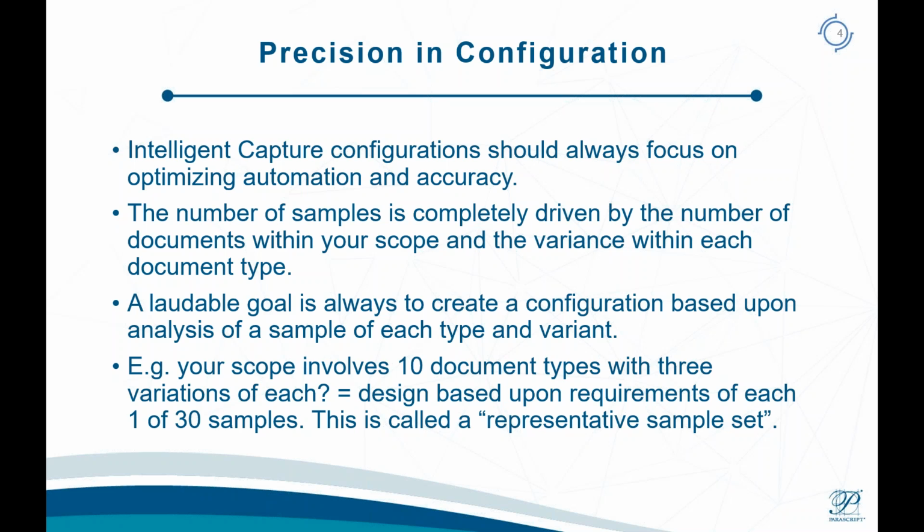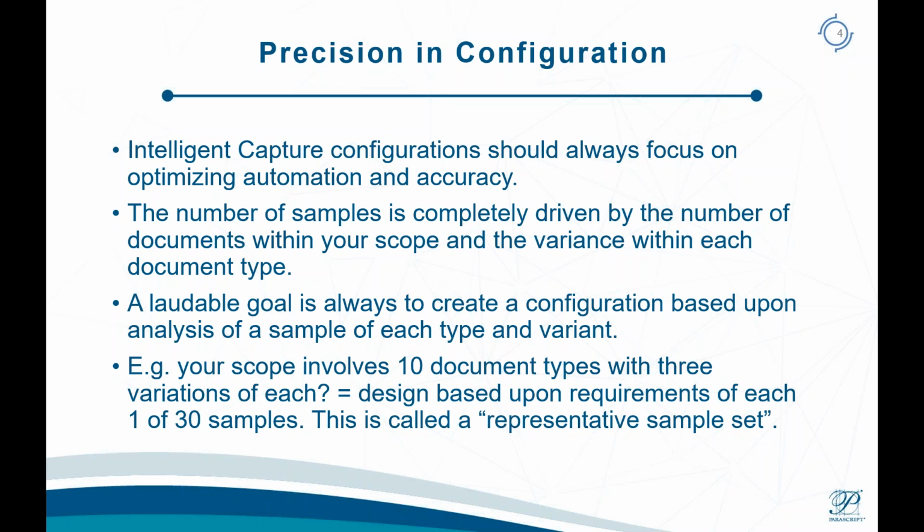So the documents being the document types. It could be contracts, it could be purchase orders, it could be bills of lading, it could be medical charts. But it's really driven on how many document types you have within the scope of your project, and just as important, the variance within each document type.